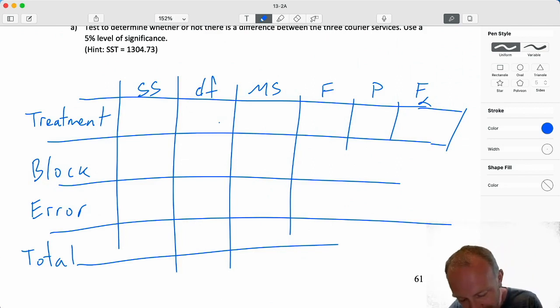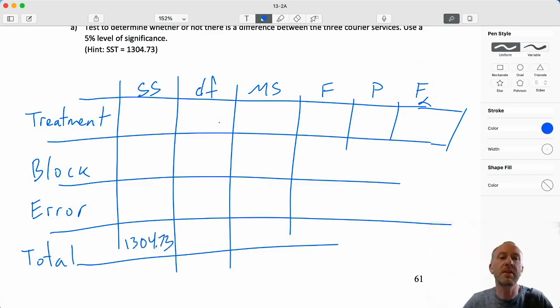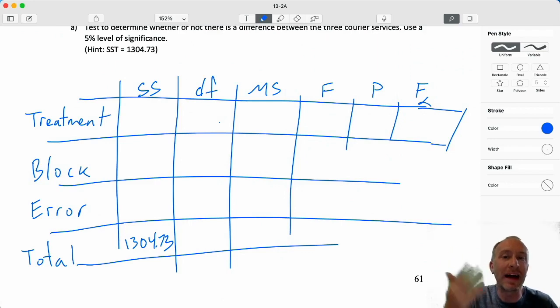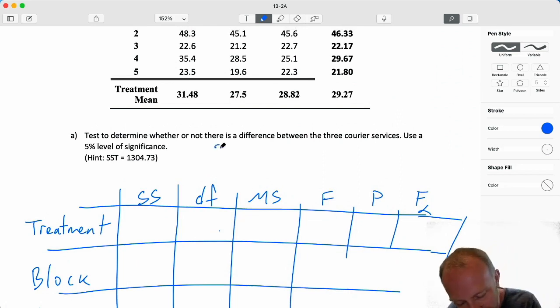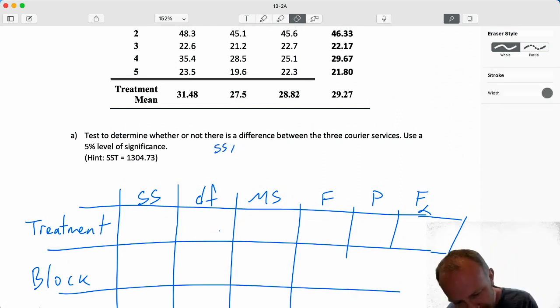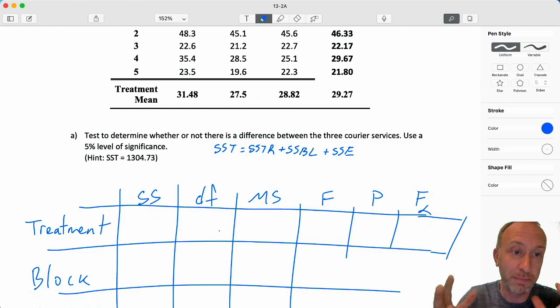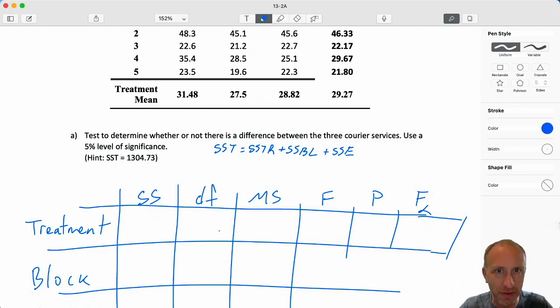So here I have that SST is 1304.73. And now with that piece of information, we can calculate SSTR, we can calculate SS blocks, and then once we have those three of the four, we can go back and figure out what SSE is without needing that linear algebra. We'll just calculate it based on this relationship. So if we have SST, we calculate SSTR, we'll calculate SSBL, well then I have three of the four pieces of that equation. We can solve for the fourth.